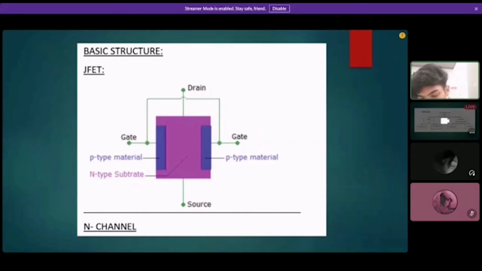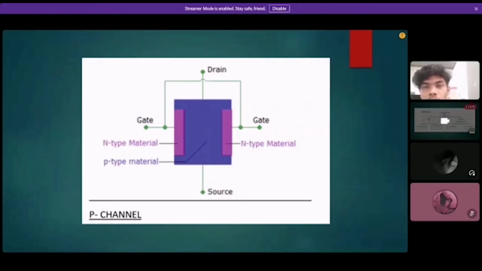The MOSFET is divided into two, which are the depletion MOSFET and the E-MOSFET, which is the enhancement MOSFET. E-MOSFET has no structured channel, as in the picture in my slides. Let's go to play.